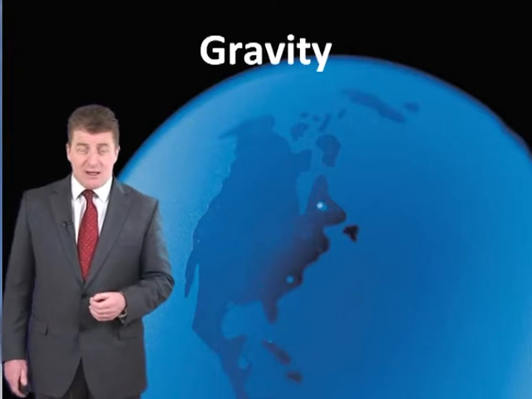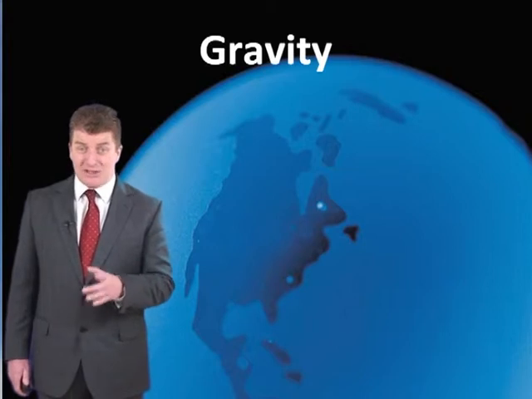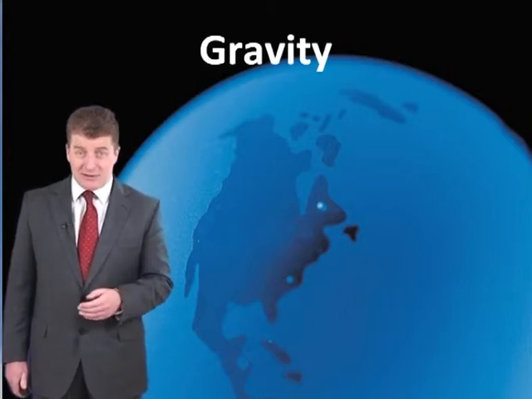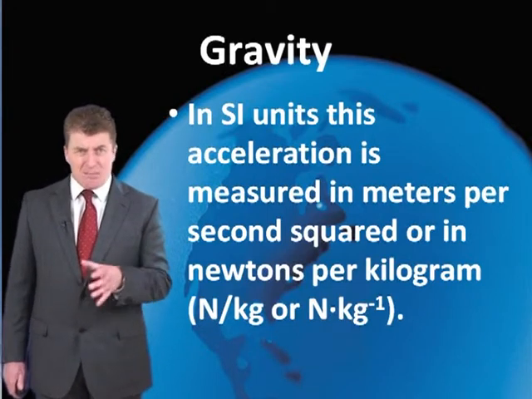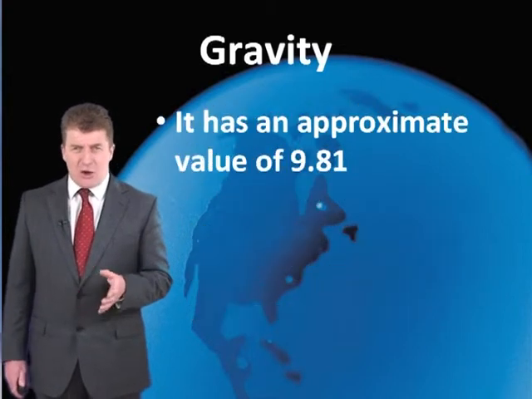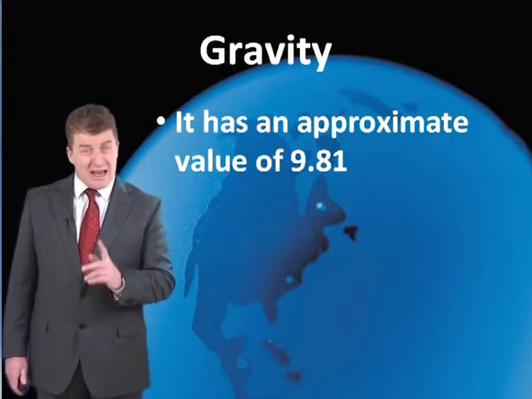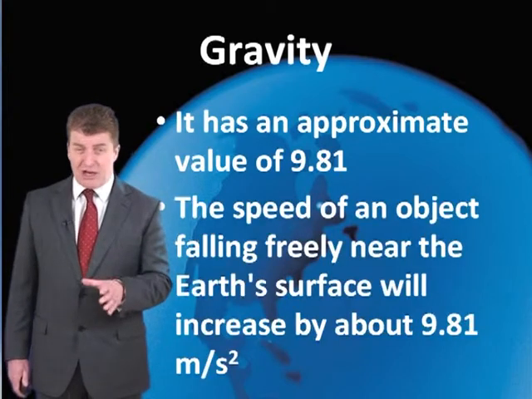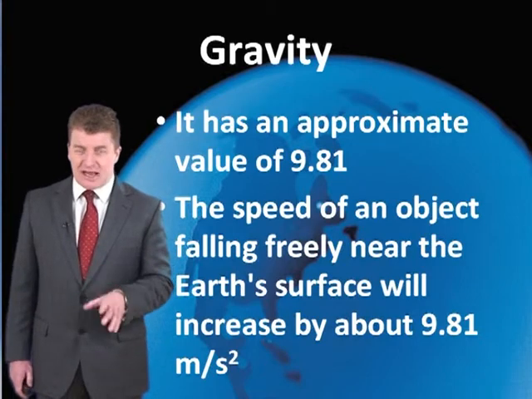So what is gravity? Well, gravity, denoted g, refers to the acceleration that the Earth imparts to objects on or near its surface. In SI units, this acceleration is measured in meters per second squared or in newtons per kilogram. It's got an approximate value of 9.81, which means that on Earth, ignoring the effects of air resistance, the speed of an object falling freely near the Earth's surface will increase by about 9.81 meters per second squared. This quantity is generally known as little g. That's gravity.